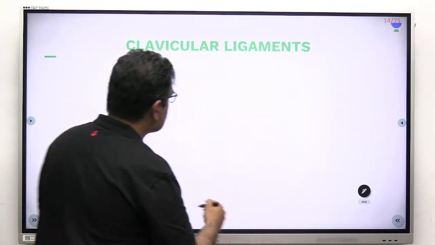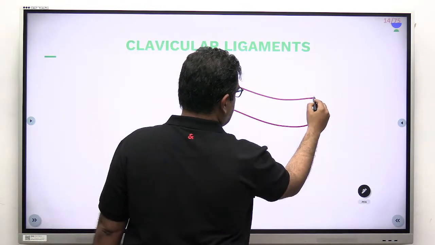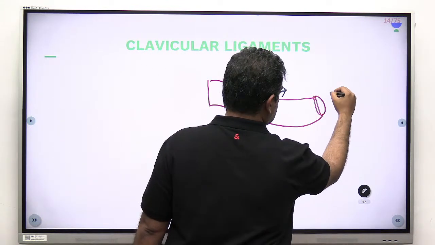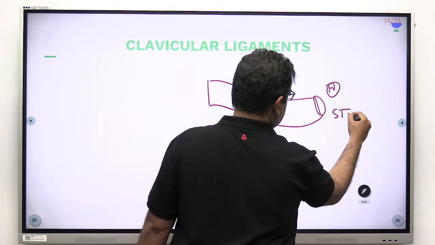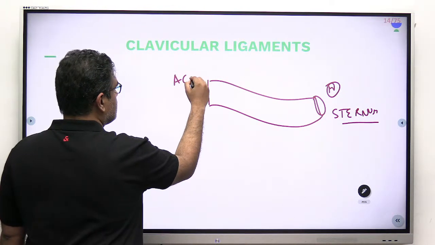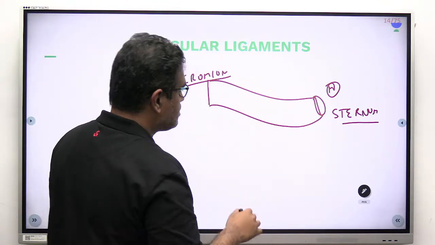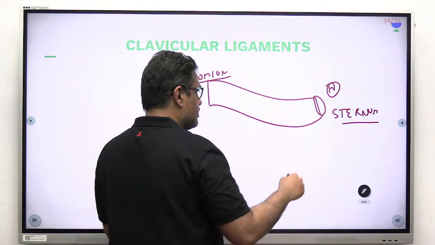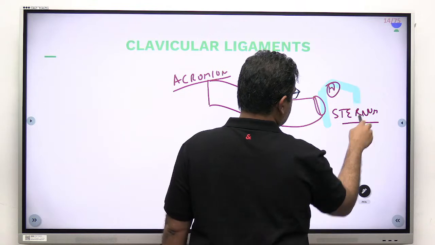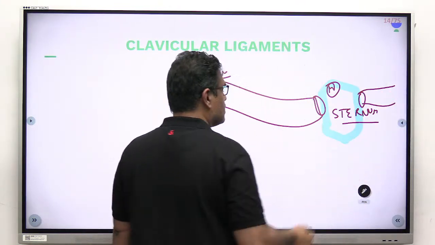If we try to draw the clavicle here, it has a lateral flattened end, then a sinuous shaft, and a quadrangular end, which is the medial part. The medial end is attached to the manubrium sterni, and the lateral part is attached to the acromion process. So this is a clavicle, just imagine it here. But there is one more clavicle, because imagine the manubrium of the sternum here, and one more clavicle attached on the other side.